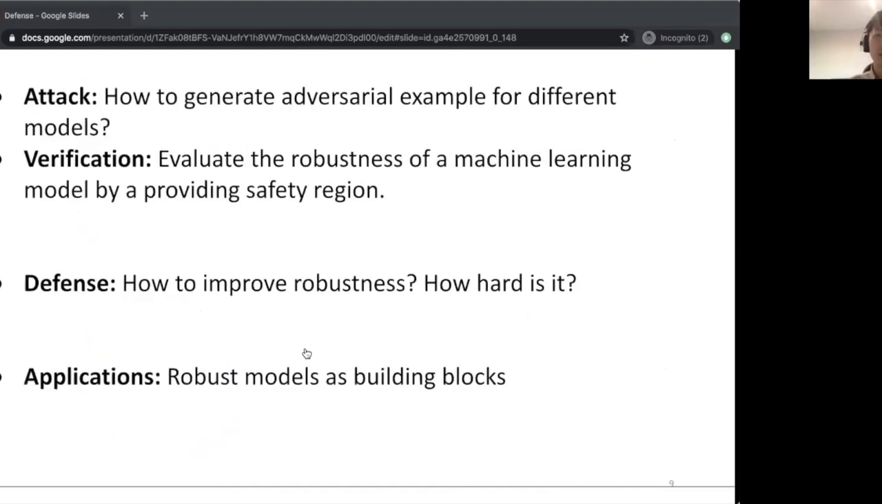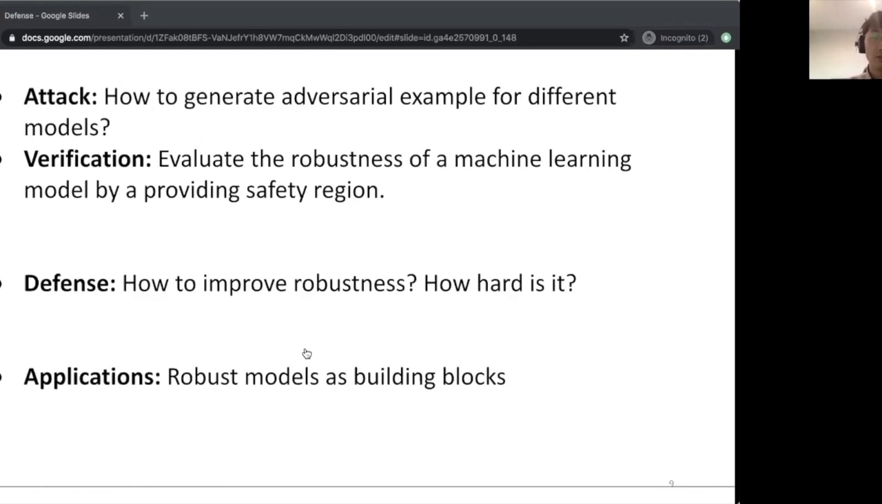So from here, it leads to 2 important questions in this area. The first one is adversarial attack. Basically, how we generate adversarial examples to fool the model. And we can generate this kind of example for different kinds of models: image recognition, NLP models, speech models, all sorts of models. And the second one is the verification problem. Basically, how we evaluate the robustness of a machine learning model by providing a safety region like the epsilon L circle.